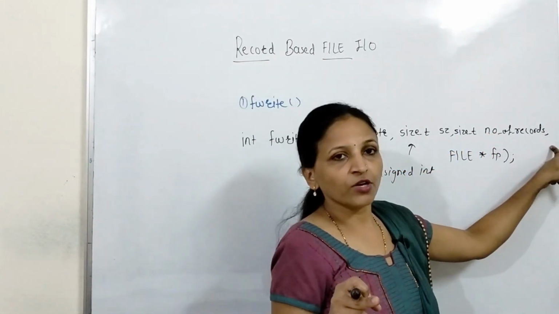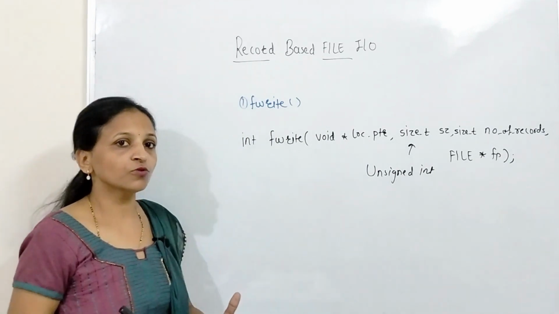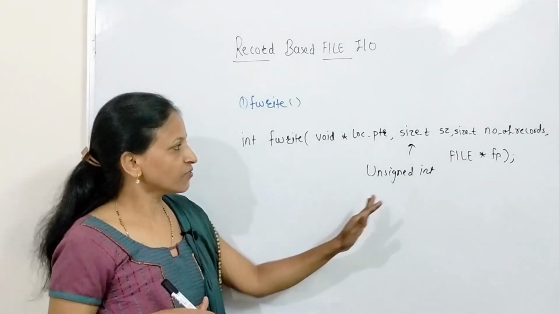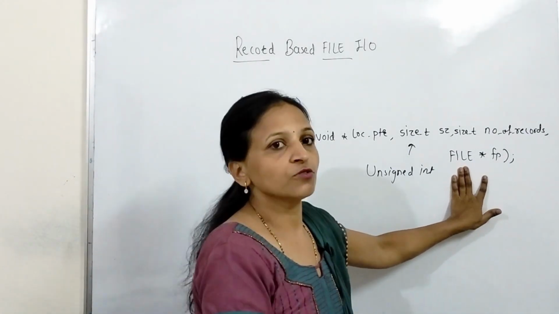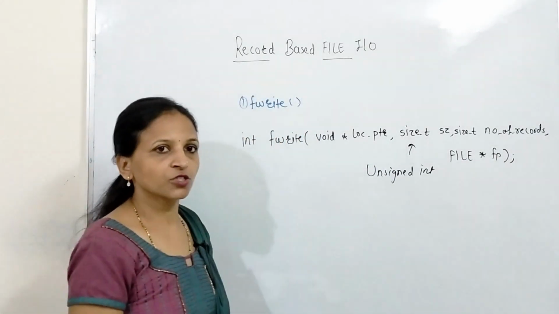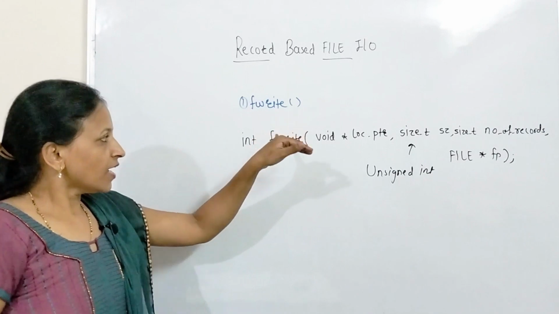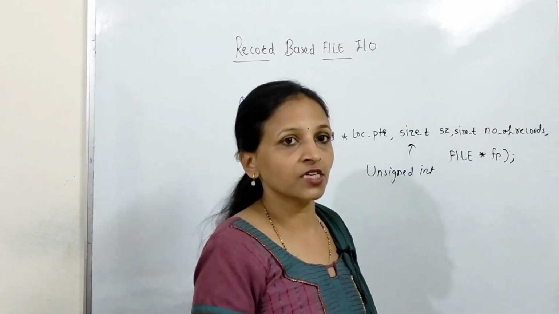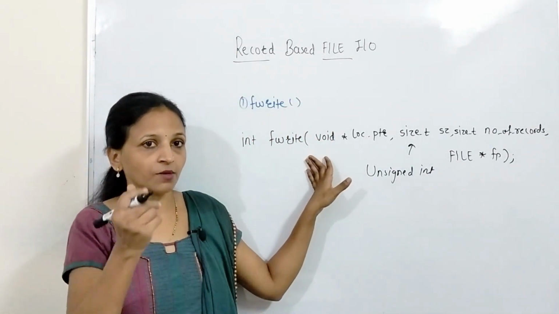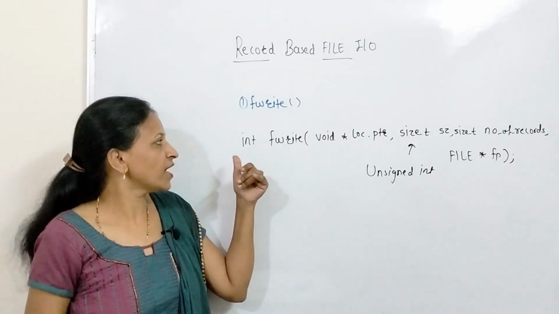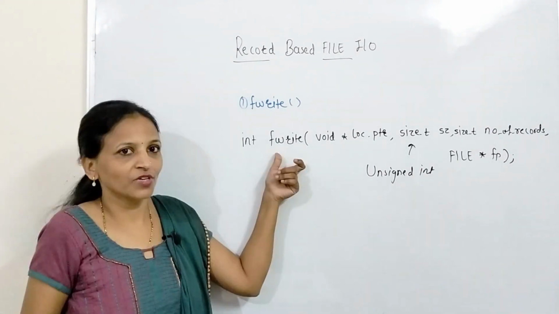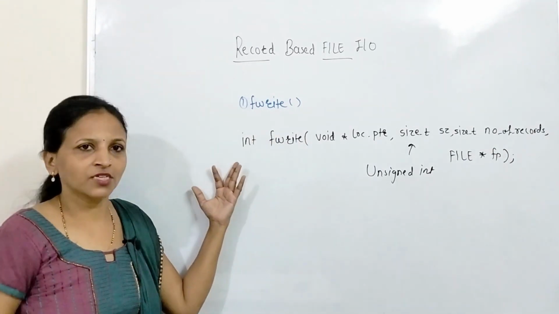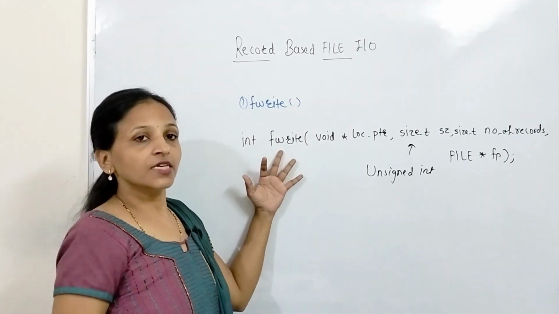Next one is size_t number of records. Number of records means how many records you want to write to the file. And the last one is the file pointer, you have to pass it as the last argument, that will represent the file where you are going to store that information, or those records you are going to write. And this function is returning one integer value. It returns the number of records it has successfully written to the file, that's why the return type is integer. If it has not written any record into the file, then it will of course return zero. Getting? This is the syntax of the fwrite function.